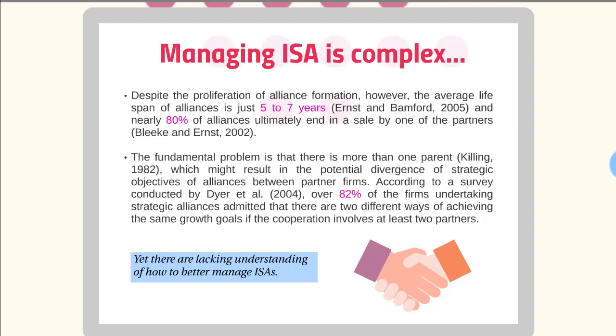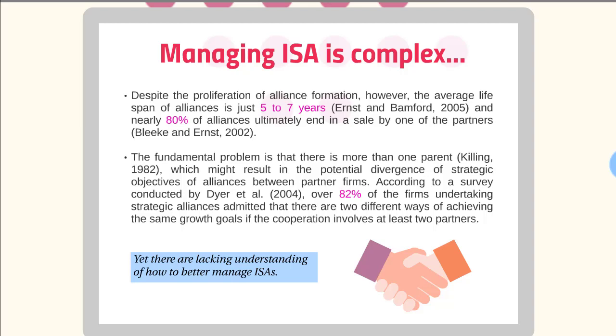But from a management perspective, achieving sound alliance performance has not always been an easy task, considering there are two or more firms involved in a cooperation, which might result in a potential divergence of strategic objectives of alliances between collaborating firms. It makes a lot of sense if we perceive alliances as partnerships between individuals. You and your partner may have different objectives while getting along, right?